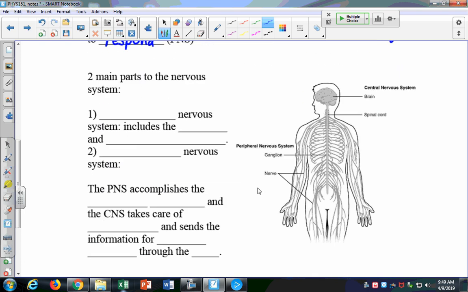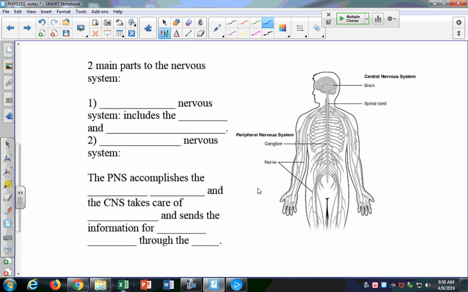We have two main parts to the nervous system. There's the central, the CNS. That includes the spinal cord and the brain. And then the peripheral nervous system. And the PNS, the peripheral nervous system, accomplishes the sensory input.